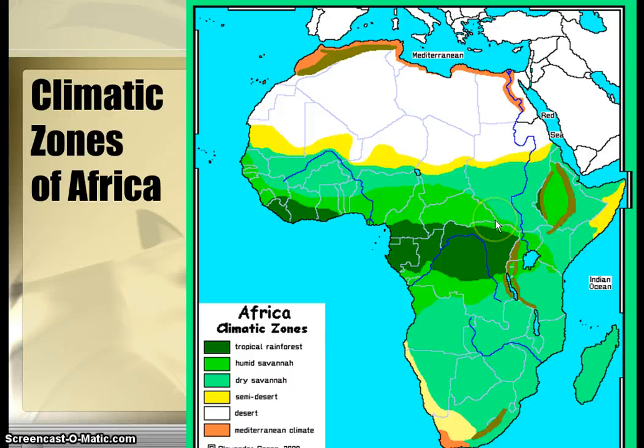Similar to the other map we looked at, these are climate zones. We have our desert across here. We have our rainforest in the darkest area, our dry, semi-wet, and our humid parts here.